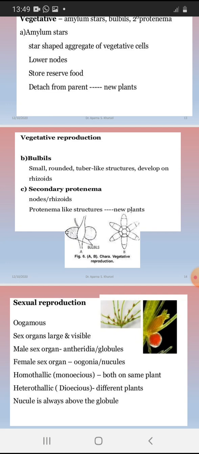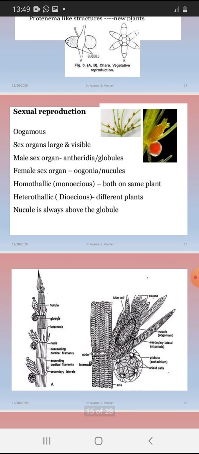Now, let's study sexual reproduction. Sexual reproduction is of the oogamous type, where the male reproductive organ is called globule, that is antheridia, and the female reproductive organ is called nucule, that is oogonia. Both globule and nucule are attached to the branch with the help of a pedicel, that means a stalk is present. It is present at the nodes and on one side of the branch.